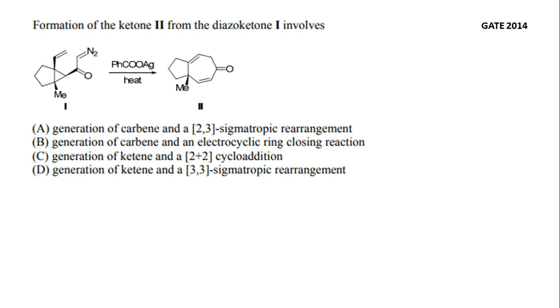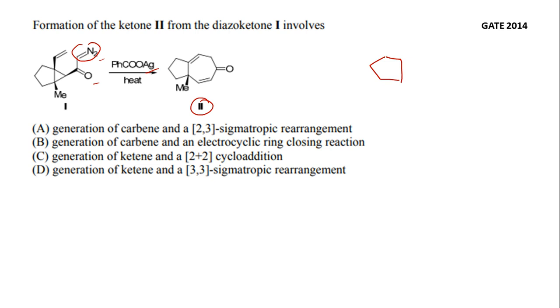Formation of the ketone 2. So the product is already given, and the starting material is also given, which is a diazo compound. Now in presence of this silver salt of benzoic acid, a silver carbenoid type of species will be generated. So for the formation of the ketone 2 starting from the diazo ketone, because the diazo group and ketone both are present, which of these processes will it involve? A and B say it is generation of carbene, C and D say it is generation of ketene. So let's see first what will be generated.